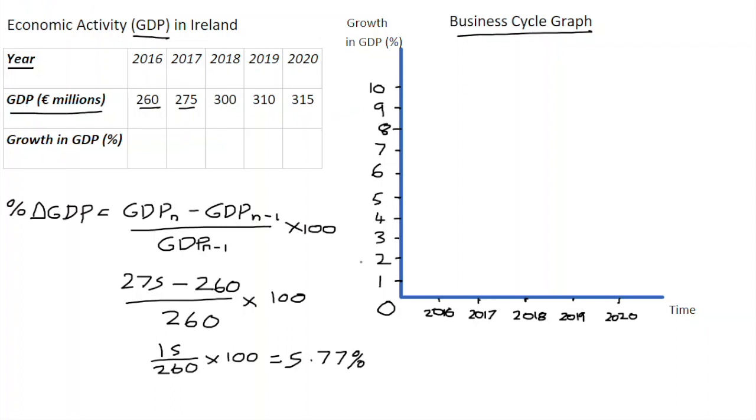5.77%. And over on our diagram, our business cycle graph over here, the percentage change figure we can put in between 2016 and 2017. So we go up to 5 and we'll go up to 0.77, put it in between 2016 and 2017, and we have our first point on our business cycle graph.